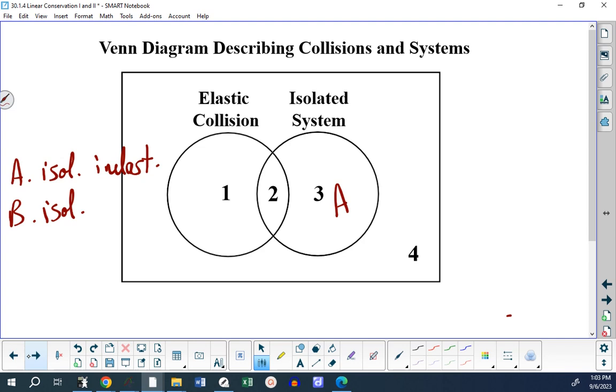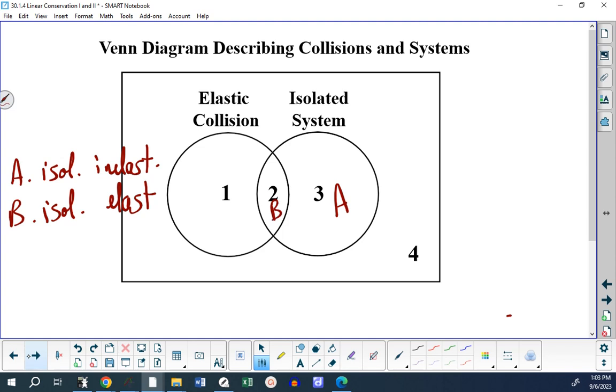And is the collision that occurs elastic or inelastic? Elastic. It is elastic? Okay, so then you locate the position on here. Isolated is in this circle, and it's also elastic. That would be number 2. It's the overlap. It's both of those qualities. So B would fit here.